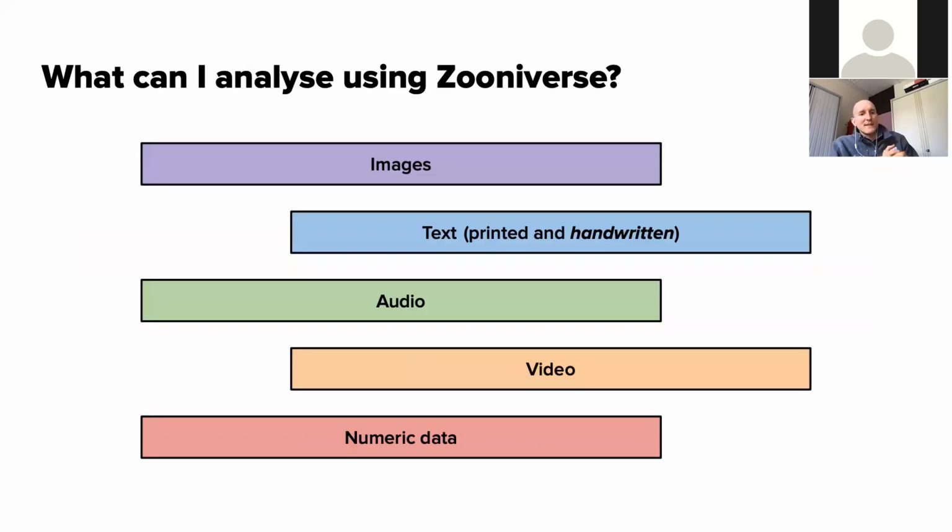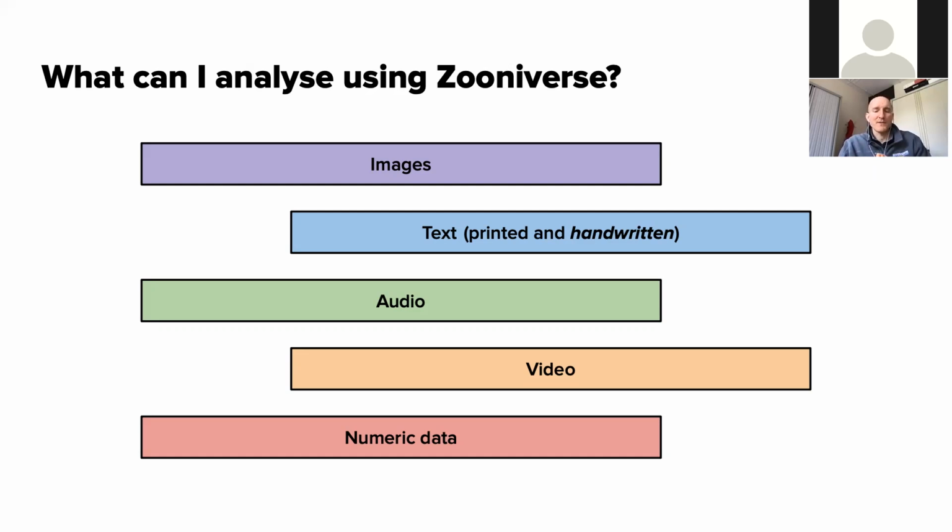What sorts of data can one analyze using the Zooniverse? Well, this is a handful of the sorts of things that I think most people on this call could categorize the data that they use into. So images is the primary one. There is text, both printed and most importantly, handwritten. I will show an example of a handwritten text transcription project later. You will see why that could be really difficult for a computer to do. Audio, so that's obviously sounds, video, and now numerical data as well.